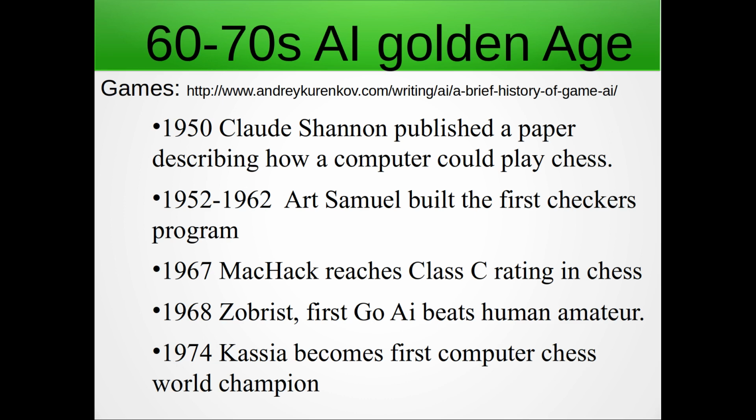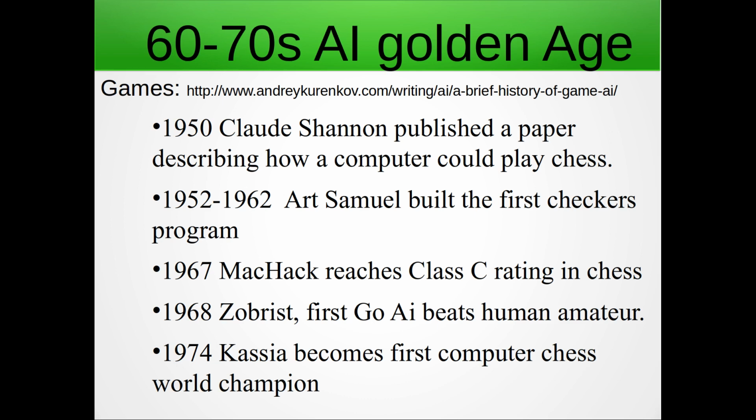Even in 68, Zobrist was a Go program, a Go AI, that could beat some human amateurs. We will see that Go is a very complicated game. And in 1974, Cassia became the first computer chess world champion. That means that there was a world championship between computers playing chess against each other, and that in 1974, the winner was a software called Cassia. That doesn't mean that in 1974, computers were able to beat humans at chess. They were not, as we will see in a second.